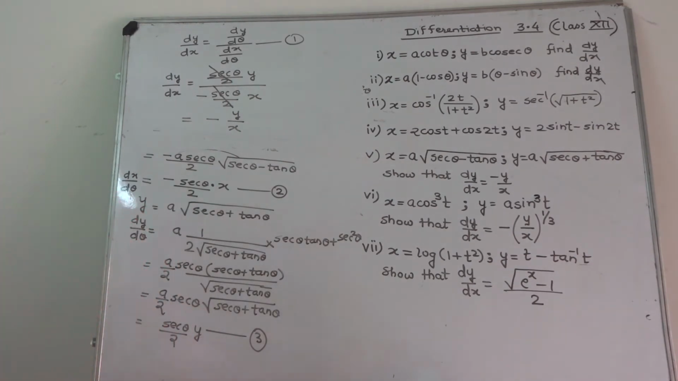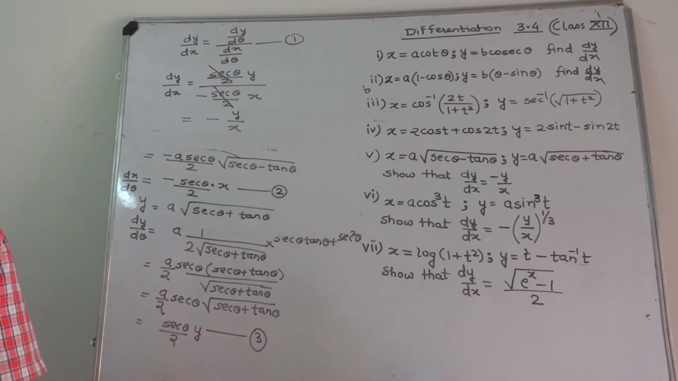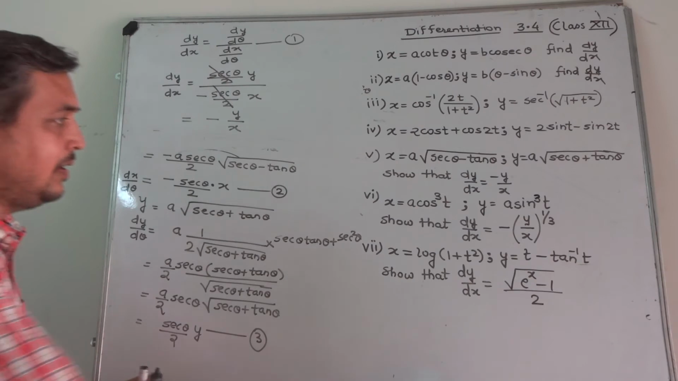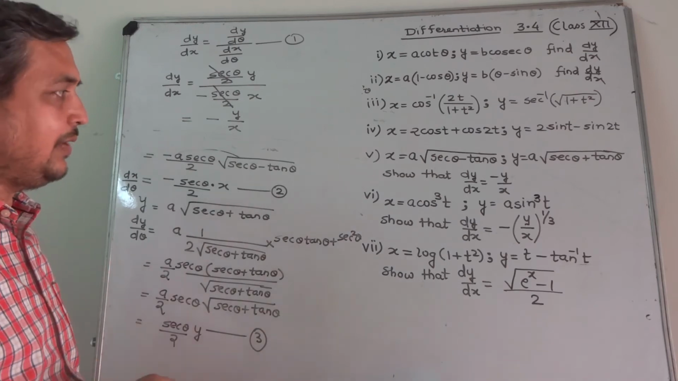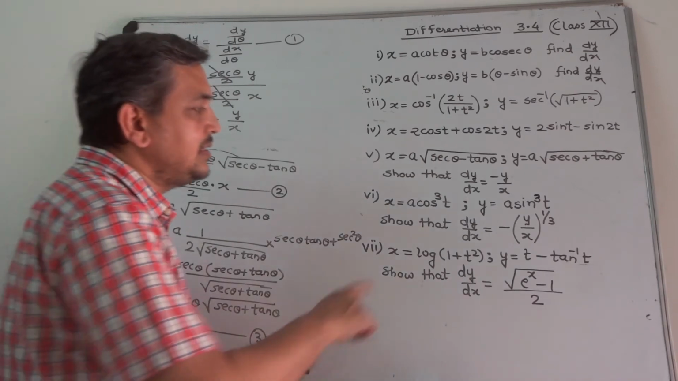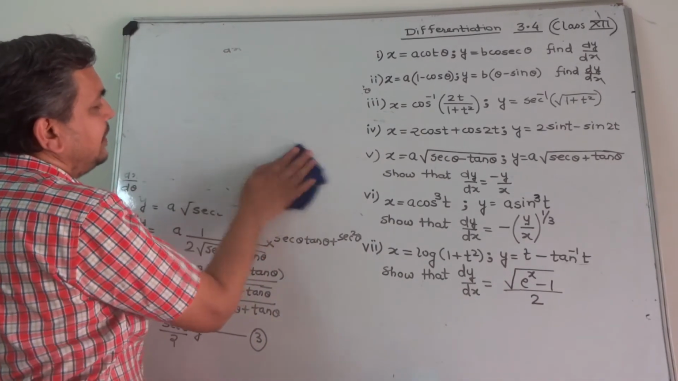Now using the same method we can go for question number 6. In question number 6 again x and y are given in terms of some other variable. That variable is t, and again we have to show something. So in the answer we have to make the adjustments to get this required result. So let us go for question number 6.